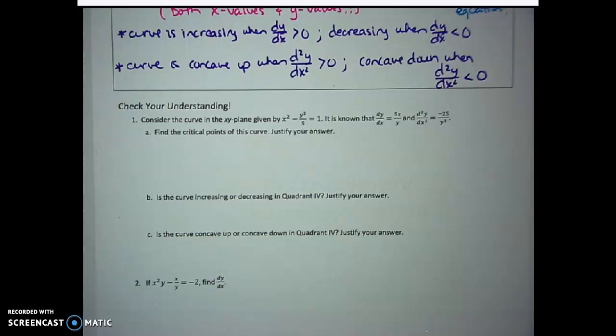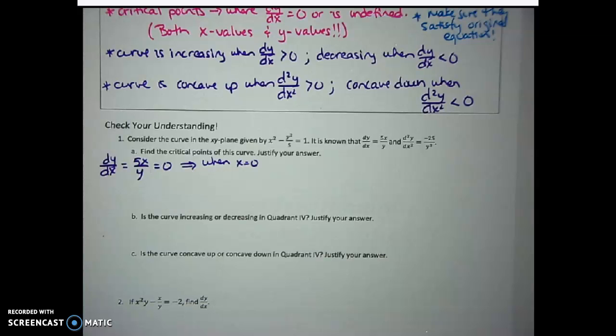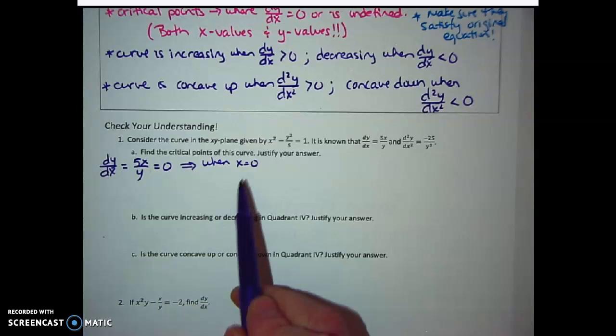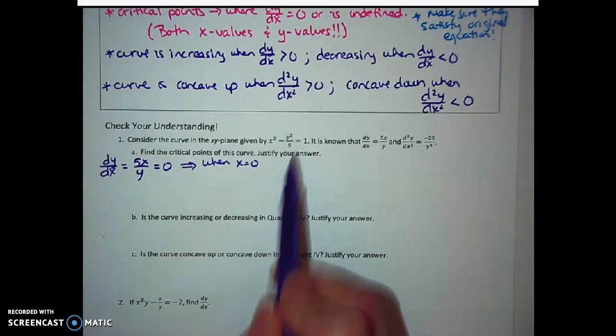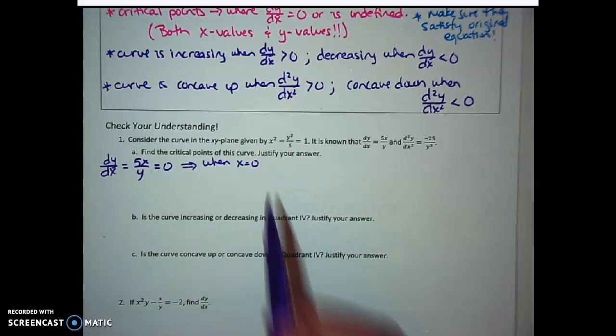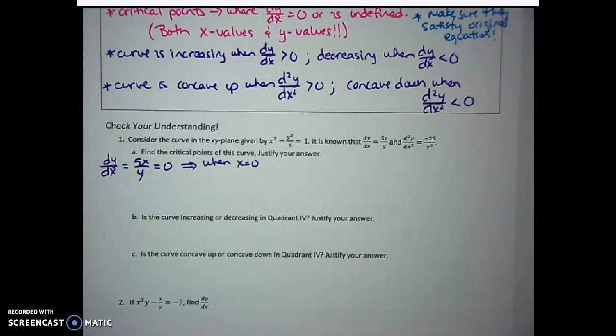Find the critical points of this curve and justify your answer. So again, remember the critical points occur when the first derivative is either equal to 0 or undefined. So let's start out looking at when this function is equal to 0. It's going to be equal to 0 when x equals 0. However, again, make sure that you're plugging it into the original equation. If I plug 0 in for my x, and I try to solve this for y, I'm going to end up with y squared equals negative 5. And again, like that problem we had on the first page, that's undefined. We can't take the square root of a negative number.